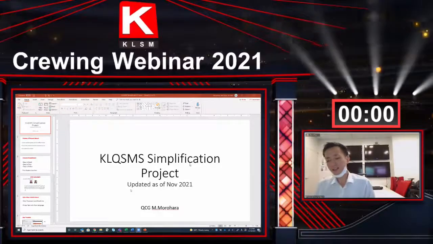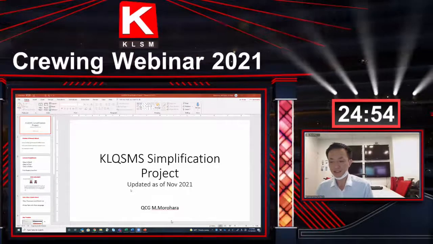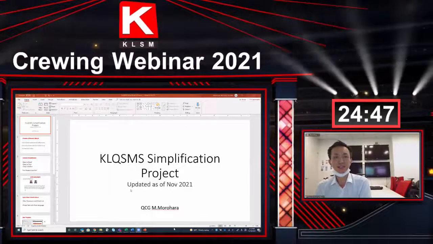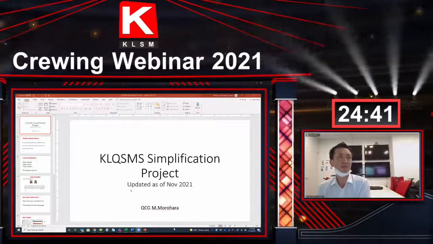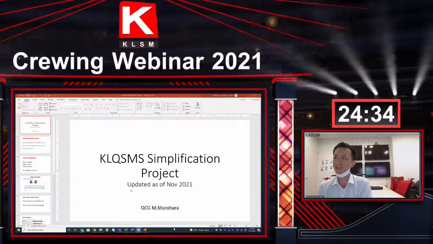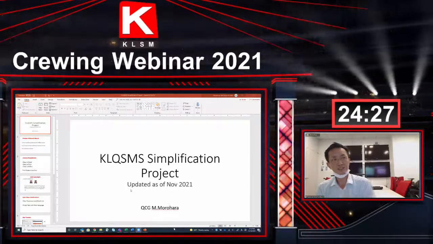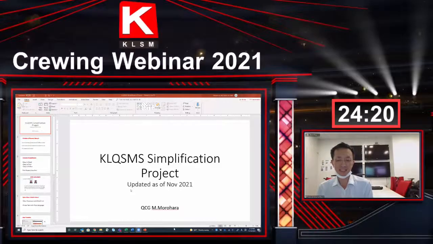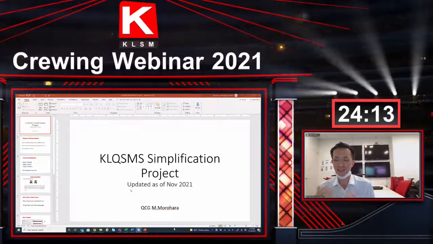So, the KLQSM simplification project. Today I will share with you the updated status as of November 2021. I think some of you already know that KNA Tokyo started working on the simplification of the SMS manual last year. I think I gave this presentation at the last Indian seminar last year. Since the volume of the SMS manual is quite large, and it is a difficult challenge to simplify it, we are still working on it.